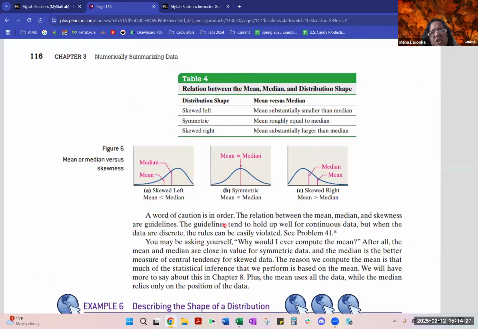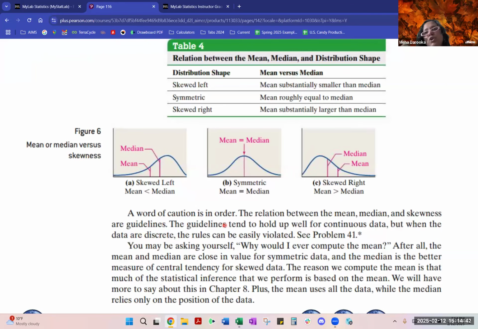Here you will see we're talking about how, with the distribution shape, the relation between the mean and the median can change. So remember, we had talked about uniform, bell-shaped, skewed to the right, and skewed to the left shapes of distributions yesterday.